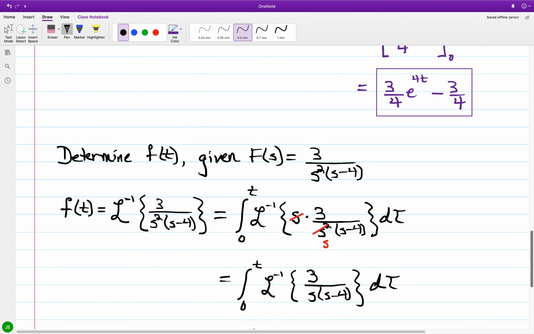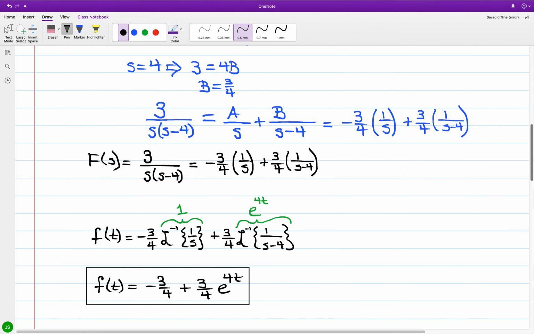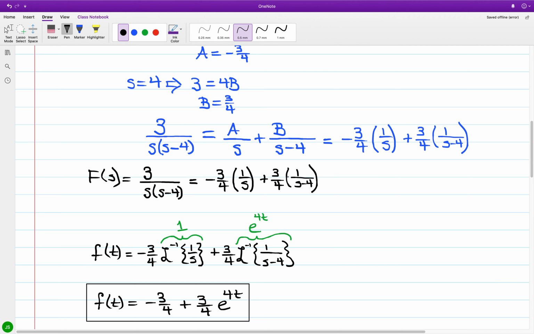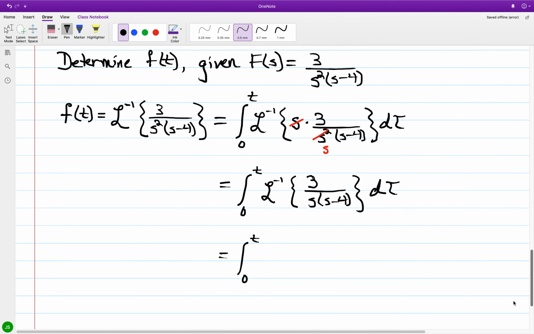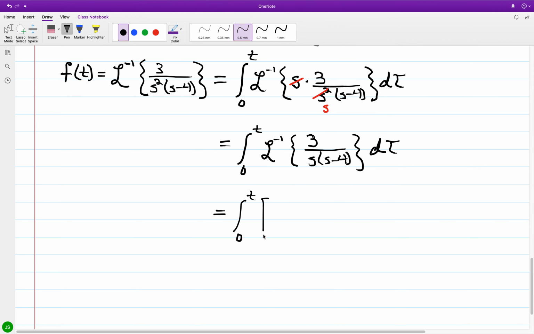And now when we looked at the partial fraction decomposition of 3 over s times the quantity of s minus 4, I had negative 3/4 of 1 over s plus 3/4 of 1 over s minus 4. So we have negative 3/4 times the inverse Laplace transform of 1 over s, and I have plus 3/4 times the inverse Laplace transform of 1 over s minus 4.